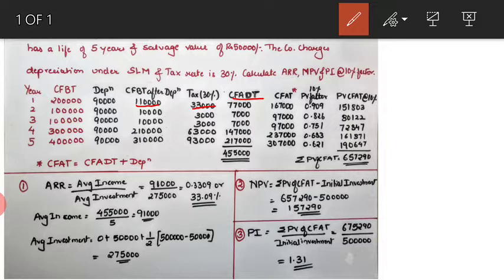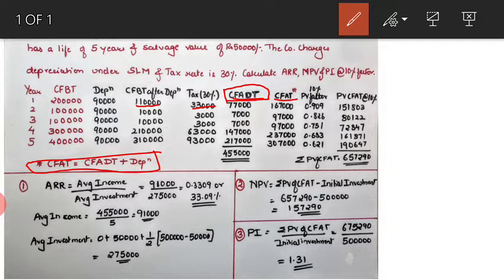Once you calculate cash flows after depreciation and tax, you have to calculate CFAT. What is CFAT? It is cash flows after tax. Now how do we calculate CFAT? CFAT is equal to CFADT, cash flows after depreciation and tax, plus depreciation. Now the question is, why do we add the depreciation again? First we have deducted it, now why do we need to add it?